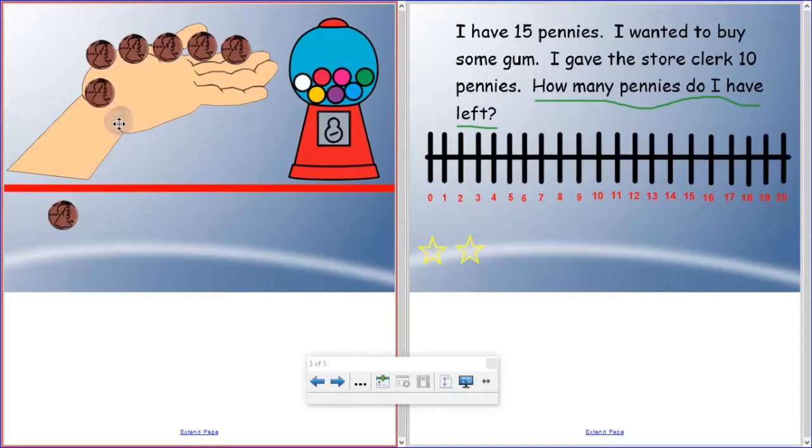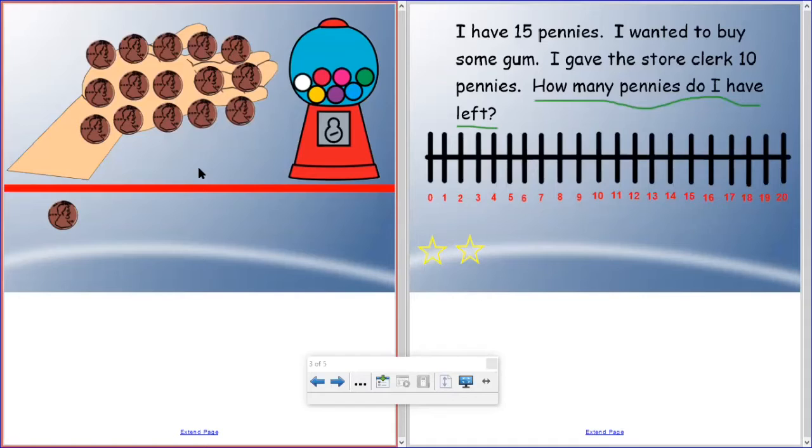6, 7, 8, 9, 10, 11, 12, 13, 14, and one more is 15. Now I want to count them and make sure I put the right amount in the hand.